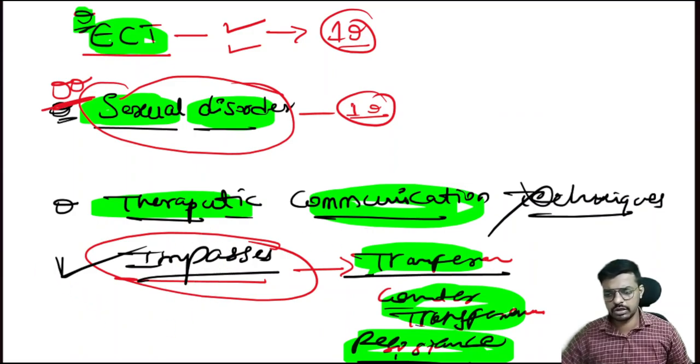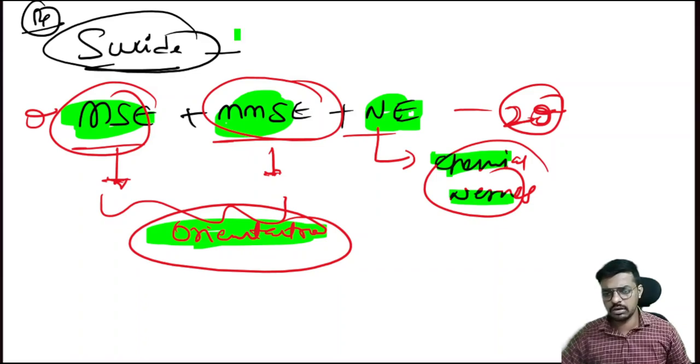So this is most important. All you people have to revise. And psychiatric emergencies, where we have to revise the suicide and mental status examination, mini mental status examination, neurological examination. So these are the most important things you must revise from psychiatric nursing. Then I will come to the fundamentals of nursing.